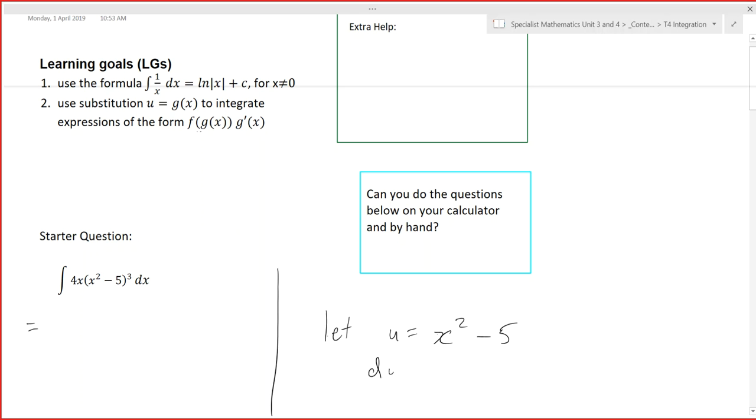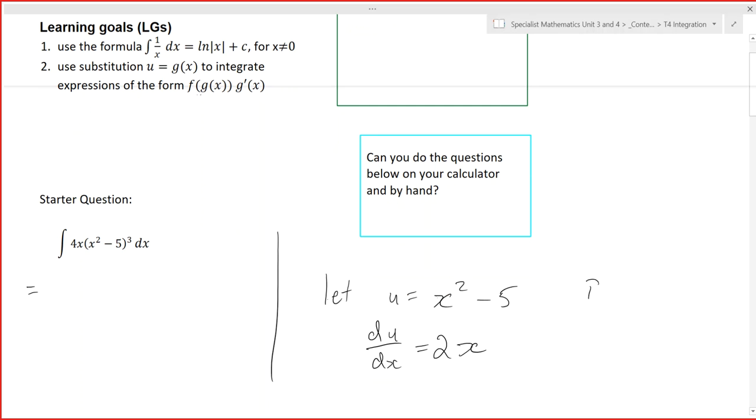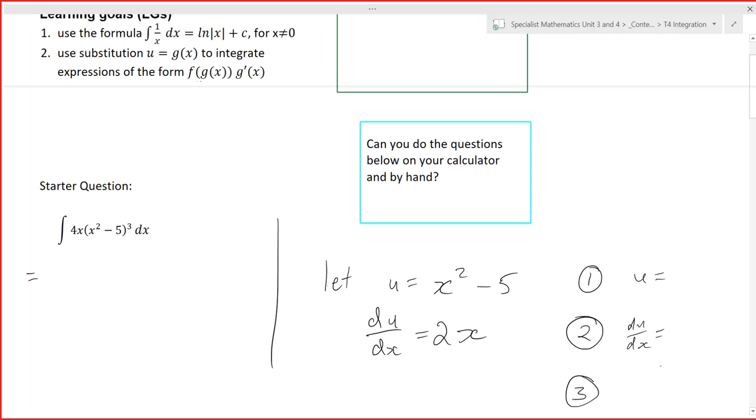And then we do the derivative. So those are the first two steps. Third step is, so we're letting u equal to something, we're finding the derivative, and then we need to rearrange so it's dx by itself, and bring 2x underneath. You're left with that.